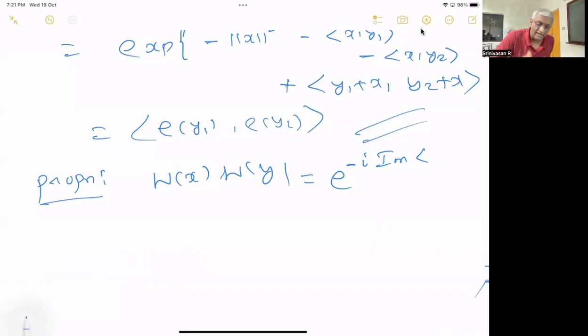But we are doing a concrete thing. So this is equal to e to the power minus i imaginary part of the inner product of x, y, times W of x plus y. This is a constant, a complex number of modulus 1. Of course, it has to be modulus 1 because what you are multiplying are all unitaries. The imaginary part of the inner product is a real number, and i times a real number, exponentiated, gives a complex number of modulus 1. So this is the relation. This is what is called the canonical commutation relation, CCR.